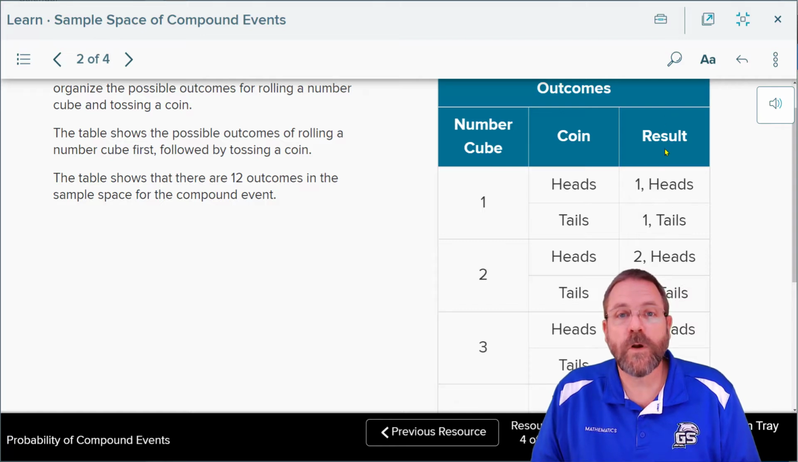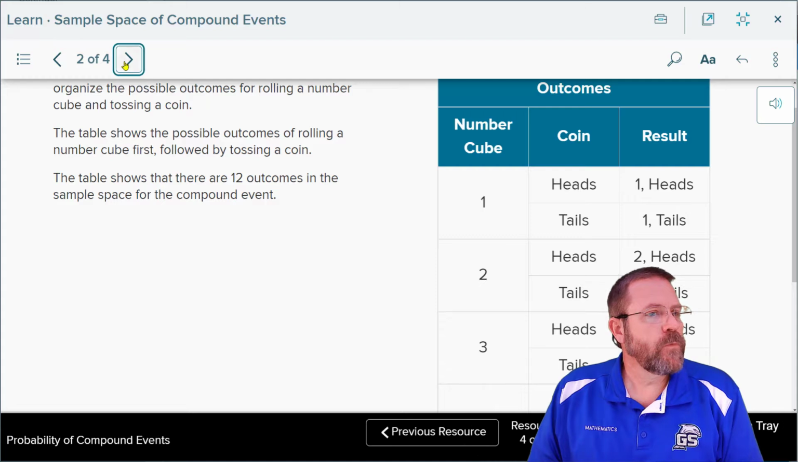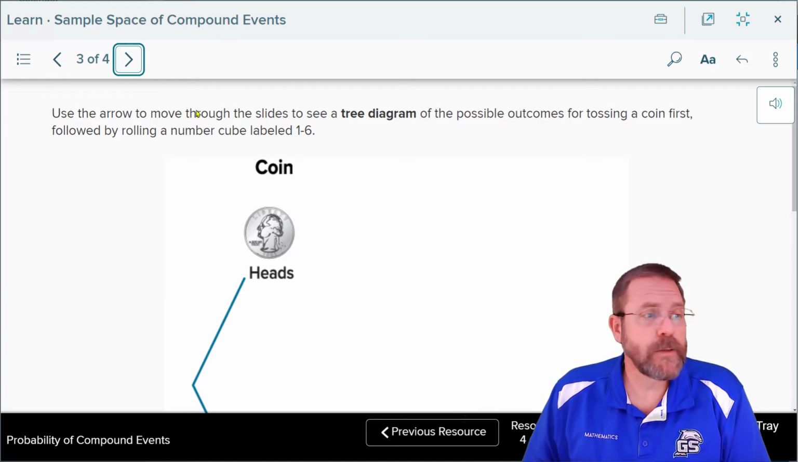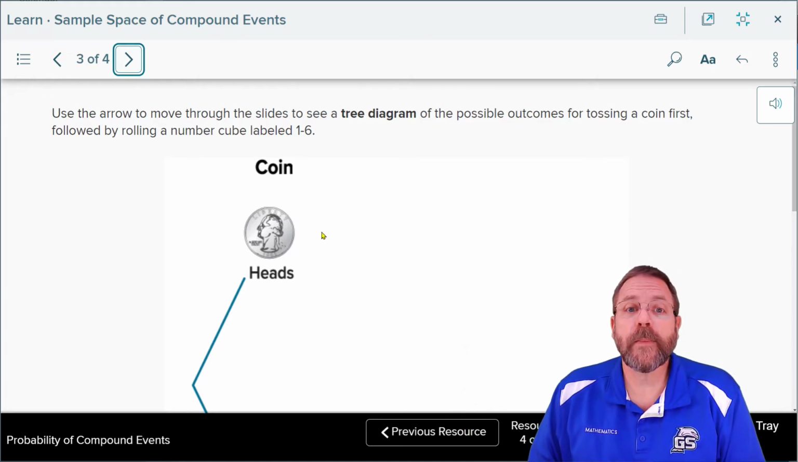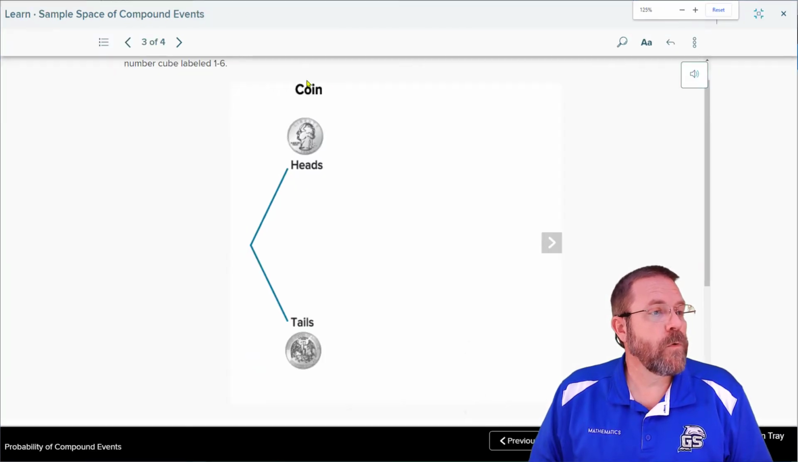The results column here, that is going to be your sample space. Now, if we switch over to the way that the textbook did their tree diagram, they did it sideways, and for some strange reason, they decided to flip their coin first and then worry about their dice. So you can see here, they've got their coin is either a head or a tails.